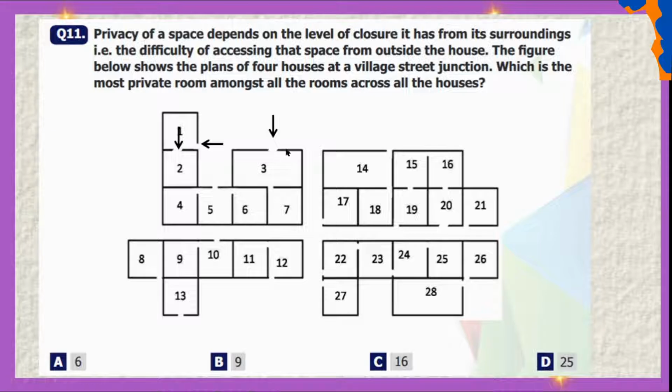We can directly enter into room number 3 and from here, room number 7. Room number 4 and 6 can be approached by entering in room number 5. Now let's move to the second house.